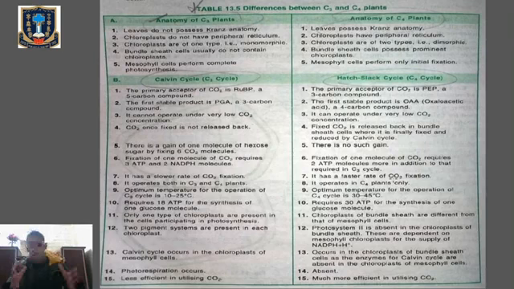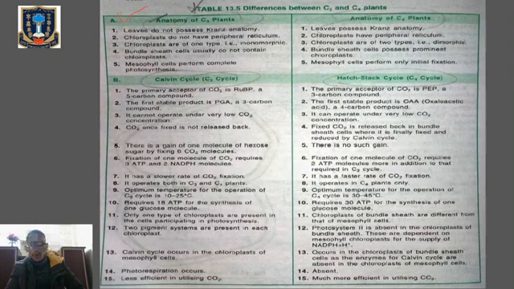So first one, we talk about the anatomy of C3 plants and the C4 plants. Point number one, we will see that leaves do not possess Kranz anatomy in C3 plants, but Kranz anatomy is present in case of C4 plants. You know what is Kranz anatomy? Where the mesophyll cells will form a ring around the bundle sheath cells, around the vascular bundles. Here palisade cell is absent.